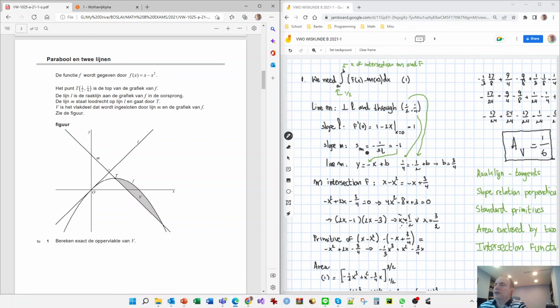Then you just set up an expression for the line with the so-called y-intercept b as an unknown and demand that this point is on the line, and with some algebra you find that b is 3/4. Okay, we have line M now, and now we intersect it with f, so we get this equation. Bring everything to one side and combine the like terms. Then you find this equation.